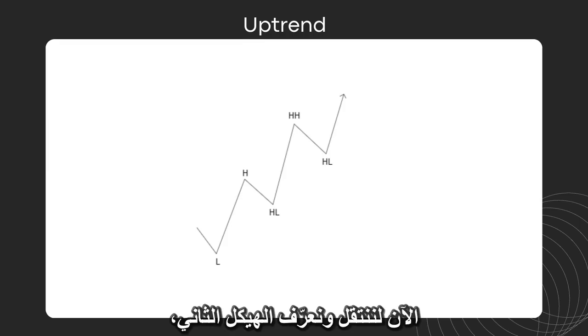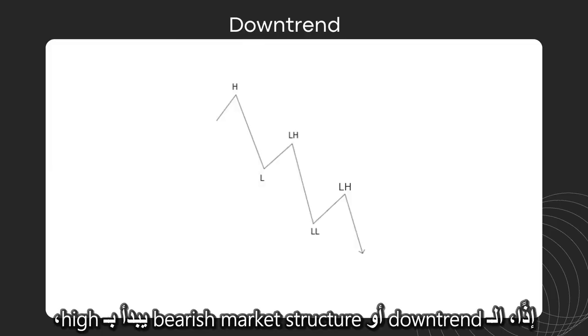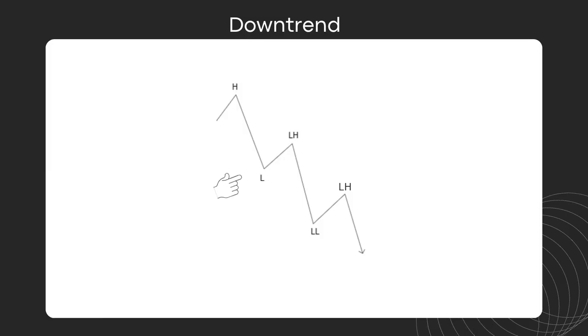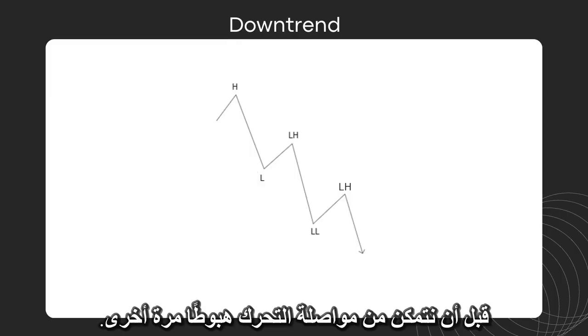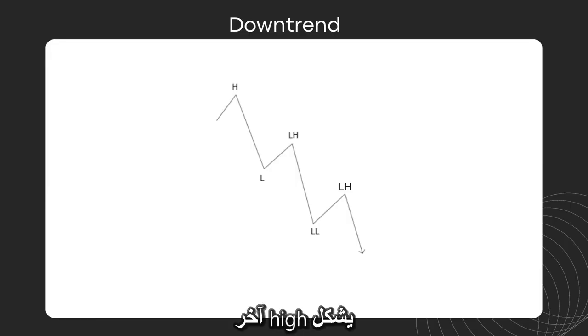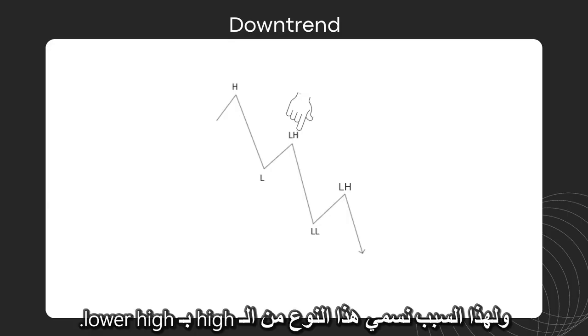Now let's move on and define the second structure, which is a downtrend. A downtrend, or a bearish market structure, starts with a high, and then price moves lower and makes a low. Then after that low, we have a pullback or a retracement before we can continue moving lower again. That retracement, after price makes a low, forms another high, which is lower than the previous high, which is why we call this type of high a lower high.